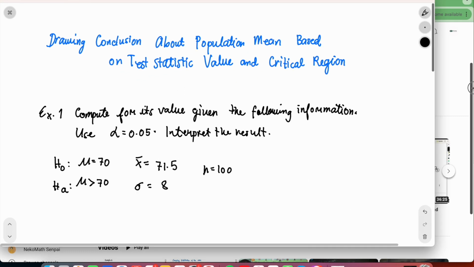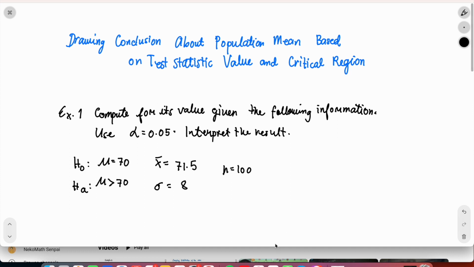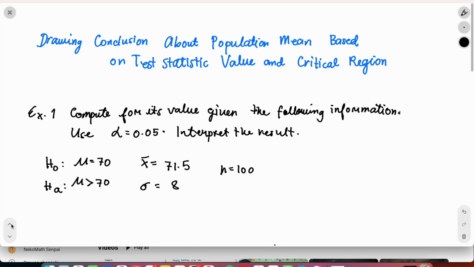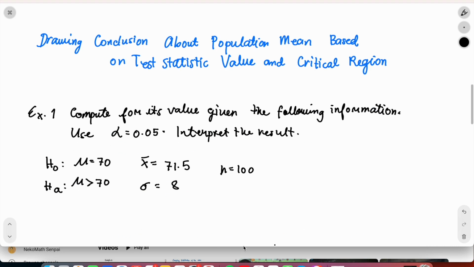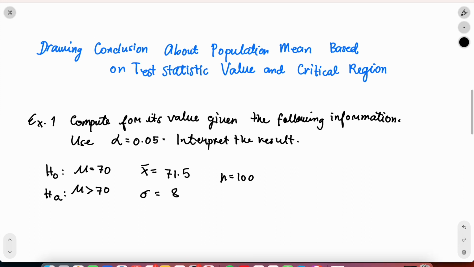and critical region. I've discussed this during our face-to-face classes, where I differentiated between the Z and T tables. So before you continue this, get your calculators and your table 1, 2, and 3 with you. So get your T and Z tables.